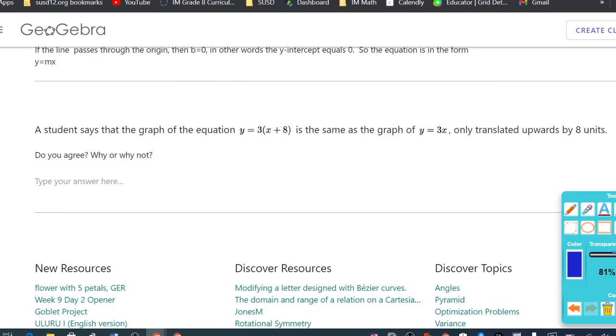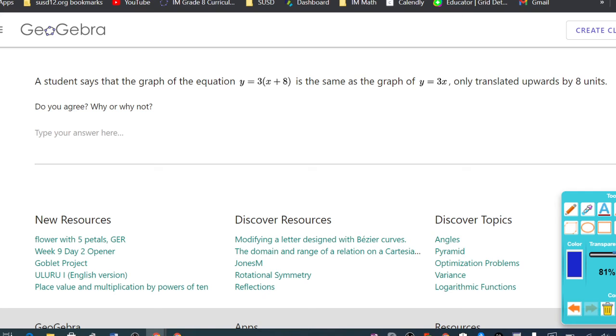Okay, let's try another one. A student says that the graph of the equation y equals 3 times parentheses x plus 8 end parentheses is the same as the graph of y equals 3x only translated upward by 8 units. Do you agree? Why or why not?